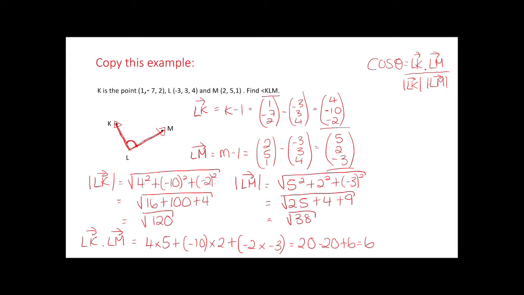We can then substitute it into our formula. So we've got cos theta equals the scalar product, 6, over the magnitude of LK, which is root 120, times root 38, which is the magnitude of LM. We don't want cos theta, we want theta. So remember, you're then going to take cos inverse, and because I'm running out of space, I'm just going to put an arrow for that. So that would all go into your calculator. And you can then figure out that the angle between these two vectors is 84.9. And that's my final answer.